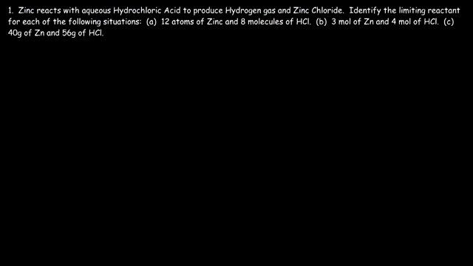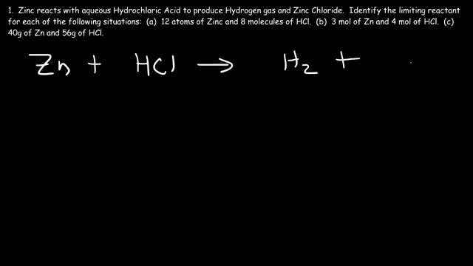Number 1, zinc reacts with aqueous hydrochloric acid to produce hydrogen gas and zinc chloride. Identify the limiting reactant for each of the following situations. So let's start by writing a balanced chemical reaction. So we have zinc, and it's reacting with hydrochloric acid, HCl, and it's going to produce hydrogen gas, which is diatomic, and zinc chloride. Now, what is the chemical formula of zinc chloride?